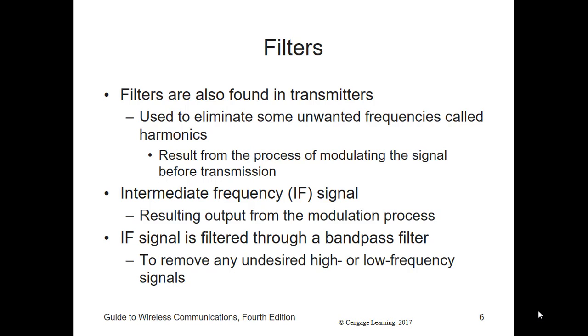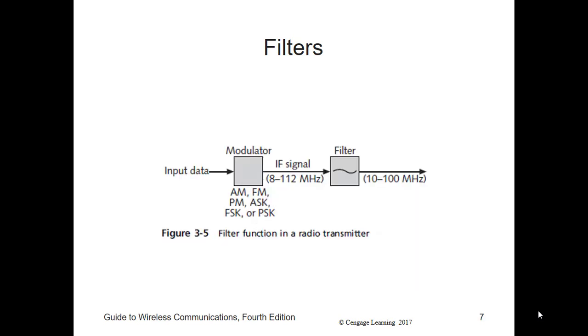Or the intermediate frequency signal. So in the example that we just showed you, the output includes the frequencies between 8 and 112 megahertz. Now, if the IF signal is then filtered through the bandpass to remove any undesired frequency or low frequency signals, it would produce an output with a frequency range of 10 to 100, which is the signal that's going to be transmitted.